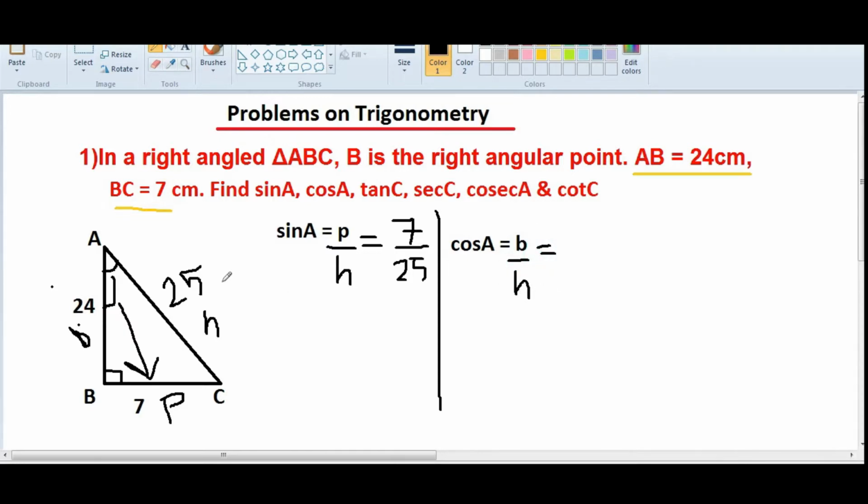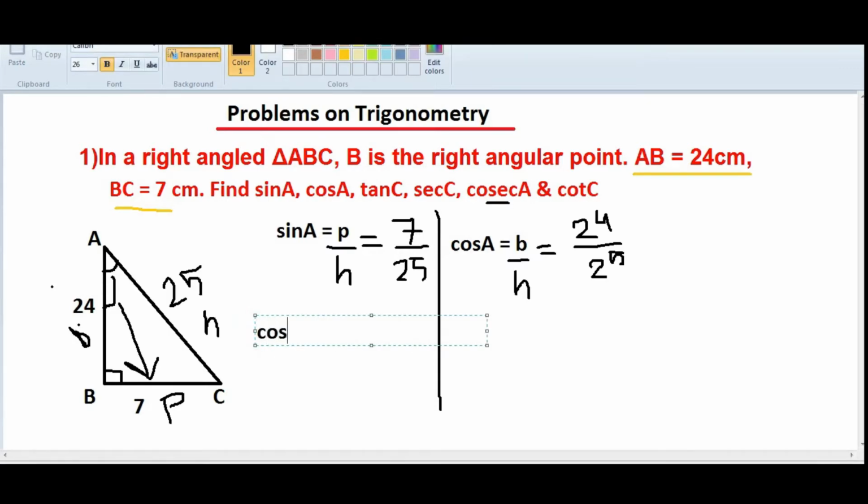So what's the value of base over here? You can see 24 is our base with respect to angle A. So it will be 24 by hypotenuse is always 25. So 24 by 25. And next, with respect to angle A, we have cosec A. So we can find cosec A in two ways. One, by using the conventional method, that is by writing the formula. Its formula will be hypotenuse by perpendicular.